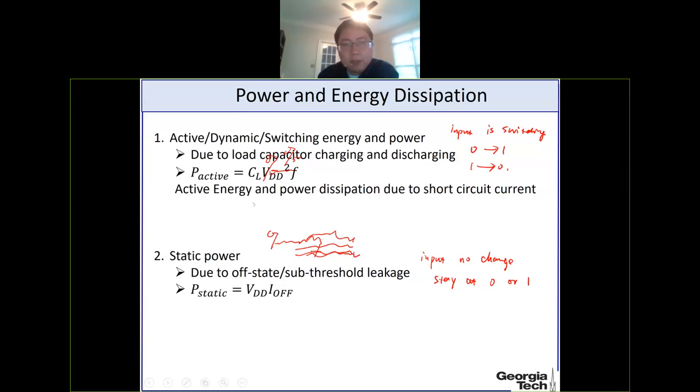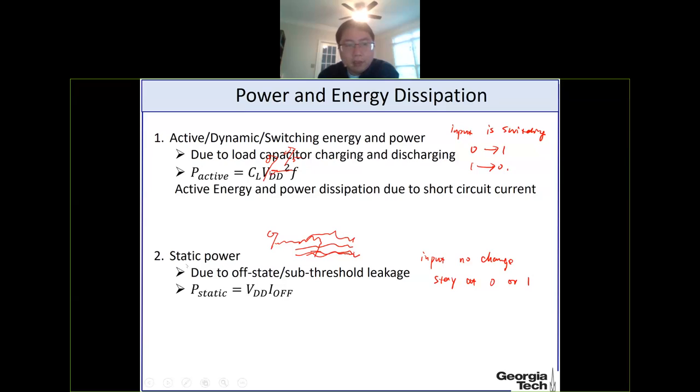So you can also think this active power is due to the short circuit current from the power supply VDD to the ground. So it's the same thing. Later, as you see, the charging and discharging of the cap is actually due to the current flowing from the power supply VDD to the ground. So this is the first part of the energy or the power.